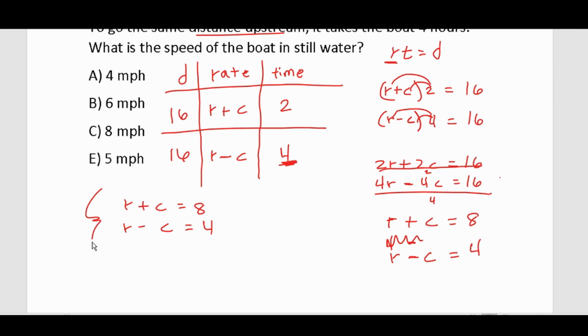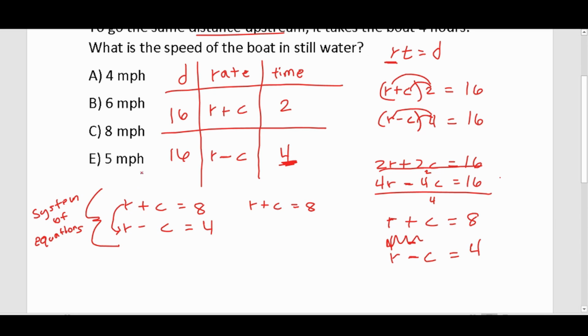Now we have a system of equations that we can solve to get our rate as well as the speed of the current. And if you recall, what you do is you add the equations together to get rid of one of them, and then once you find the other one, you plug it in to get the other variable. In this case, I can see right away if I add positive C to negative C, that's going to go away. So I'm going to leave the top one the same, R plus C equals 8. And I'm going to add this first equation to this second equation.